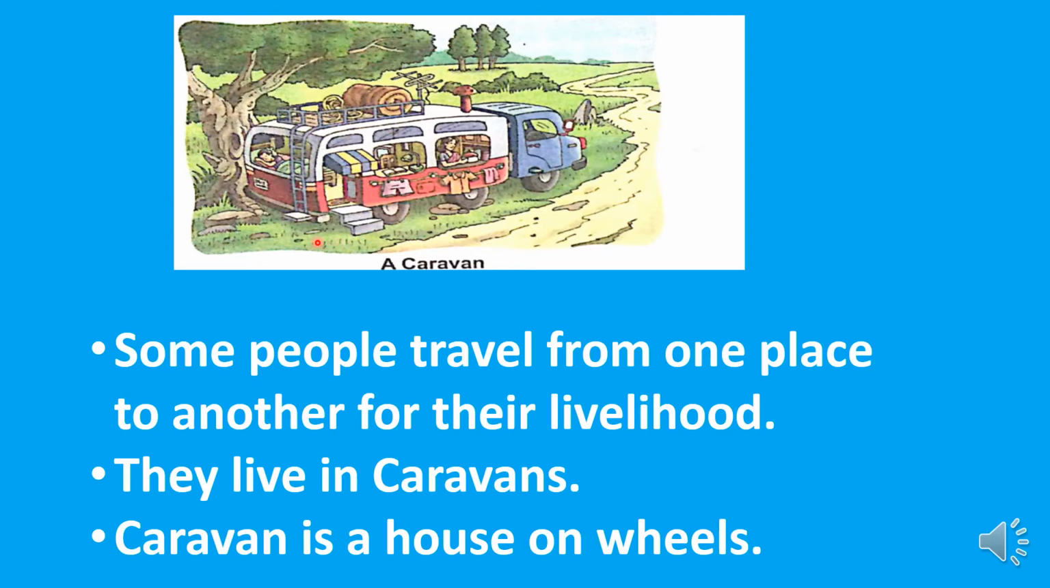Nowadays, caravan refers to a special vehicle which has all the facilities of a house, bedroom, kitchen, as we are seeing. Caravans are built on wheels.